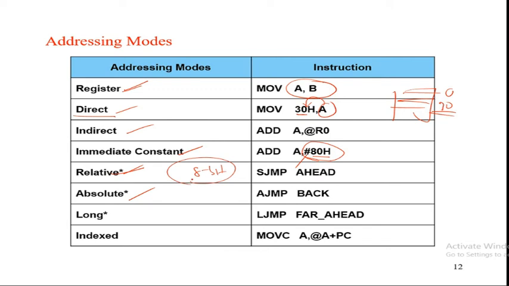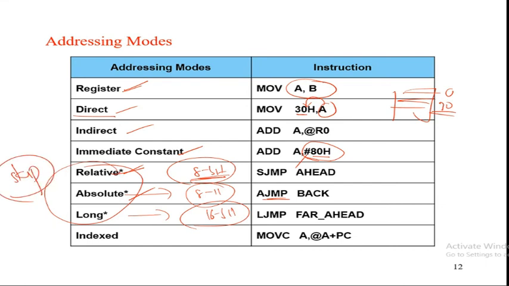And relative and absolute: relative address in the sense within 8-bit data transfer is there, then we can go for relative addressing mode. And absolute is nothing but it is from 8 to 11-bit, that is absolute jump. And long jump is nothing but up to 16-bit. So all these addressing modes are used to skip your program execution. Remember that relative, absolute, and long addressing modes are used to skip your program execution.